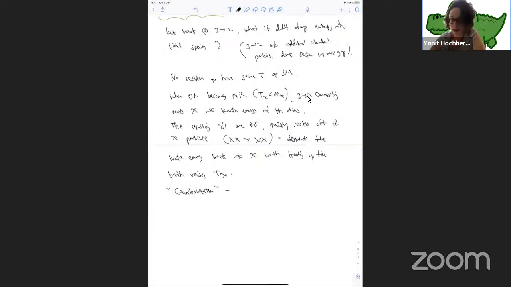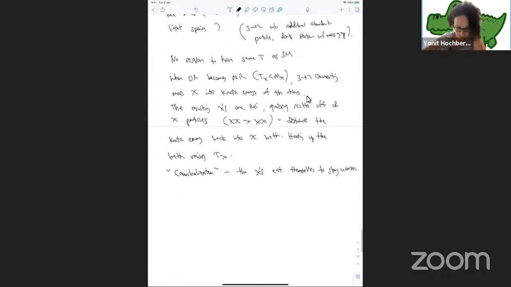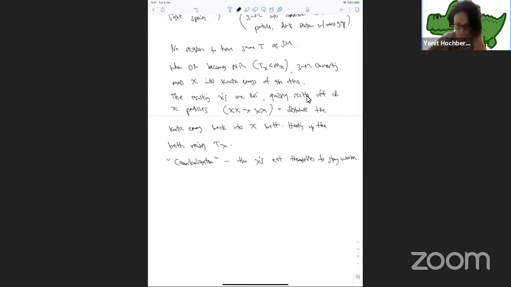Okay, and the reason that Carlson, Machacek, and Hall used this name already back in 1992 is you can kind of think of it like these chi's eat themselves to stay warm. Okay, so this is a cannibal process. So let's just work out what is actually happening here to the temperature, and to understand the relic abundance in this case. So how much do they heat up?